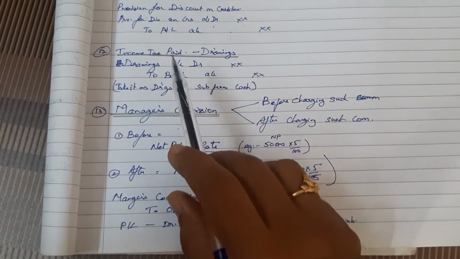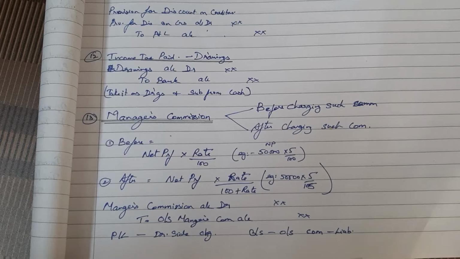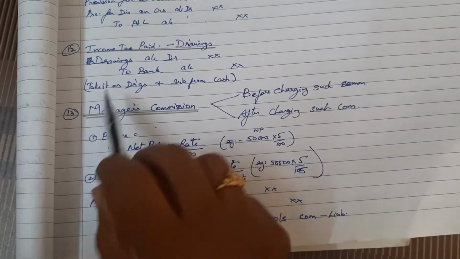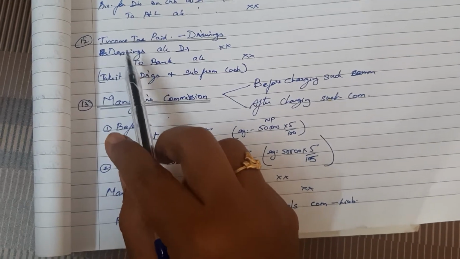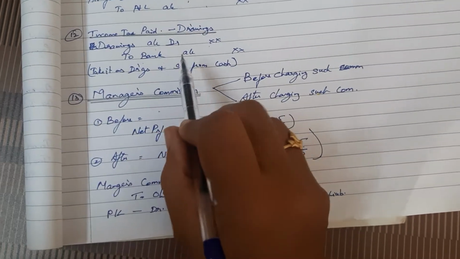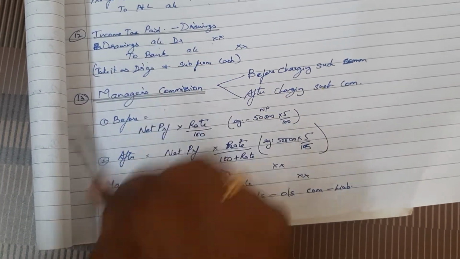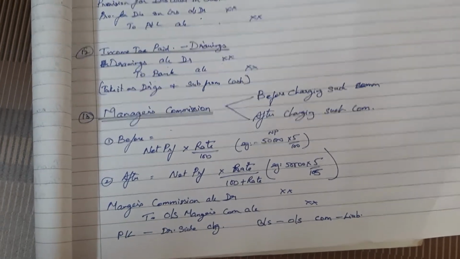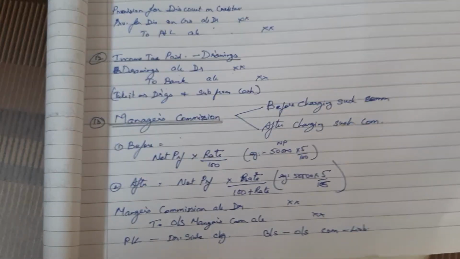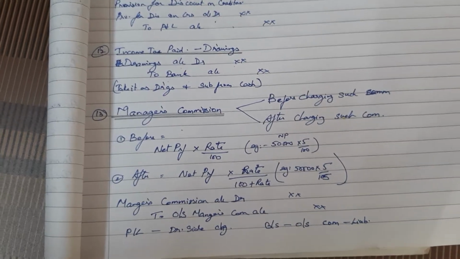Then comes income tax paid, they will give you intentionally. So income tax paid is not an expense to the firm. You have to remember it has to be treated like a drawing. In such a case, the journal entry will be drawings account debit to bank or cash, and in narration you will mention that being income tax paid. Okay, so income tax paid is not an expense to the firm, it's a personal expenditure of the owner, so it will be treated as a drawing. Okay, so that point alone you just remember.